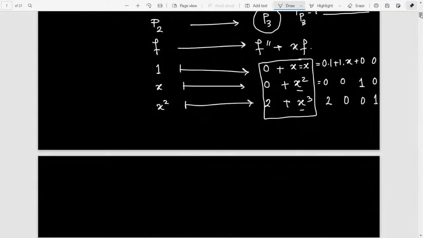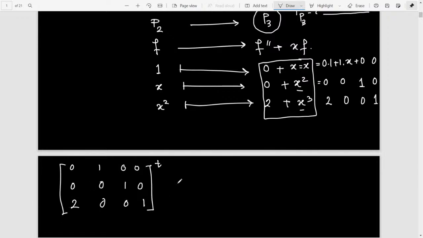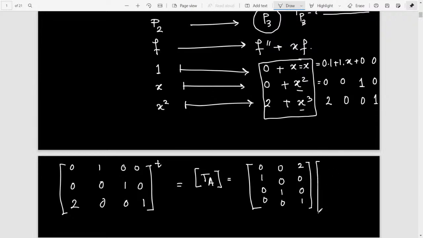So the matrix that you have, as we have discussed, will be 0, 1, 0, 0, 0, 0, 1, 0, 2, 0, 0, 1, transposed. Okay, so that means my T of A is precisely this: 0, 1, 0, 0, 0, 0, 1, 0, 2, 0, 0, 1. So now you have the matrix. Now what you need to do is put in things like c plus bx plus ax square, and see where these things go under the mapping.